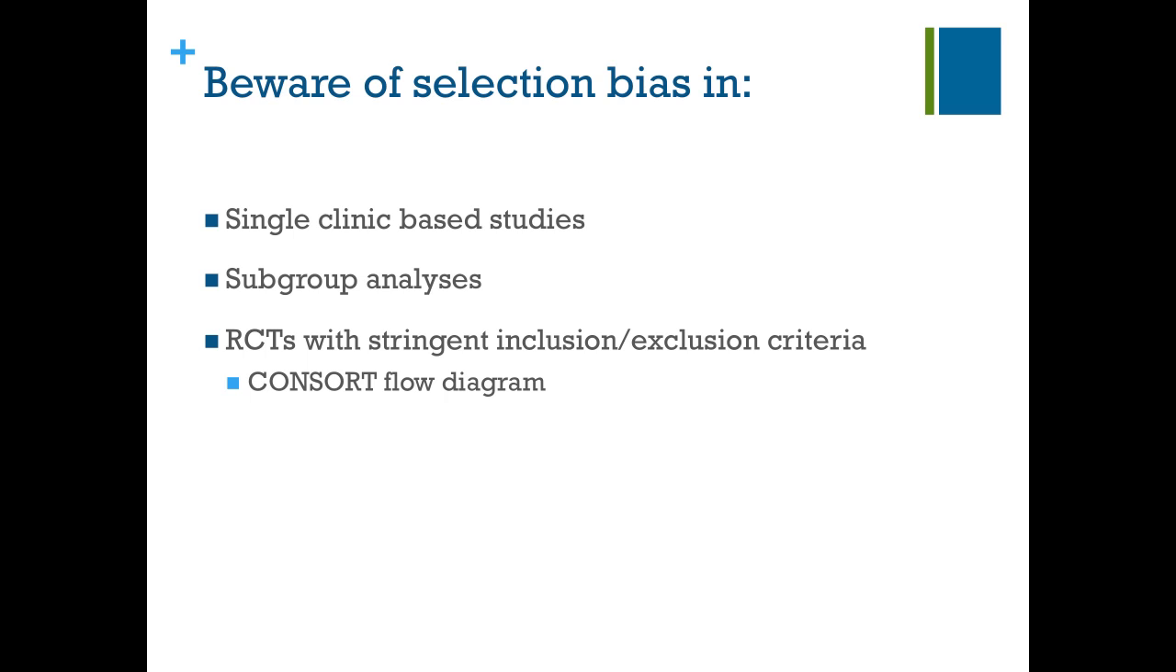Selection bias is sneaky and must be considered in almost every study type. Watch out for it in cohort or case-controlled studies that are done at single sites. Studies that have subgroup analyses may have selection bias in the creation of subgroups as well. It can even happen with randomized controlled trials. In general, you want to get a good understanding of how participants are found and recruited and selected or rejected from the study.